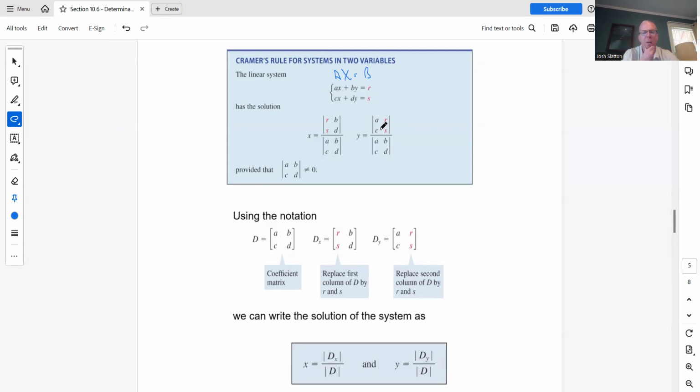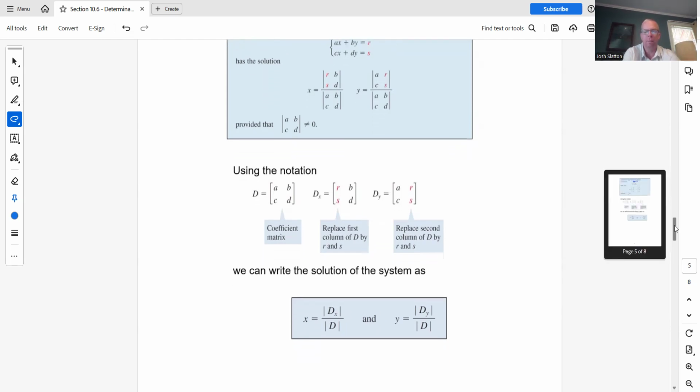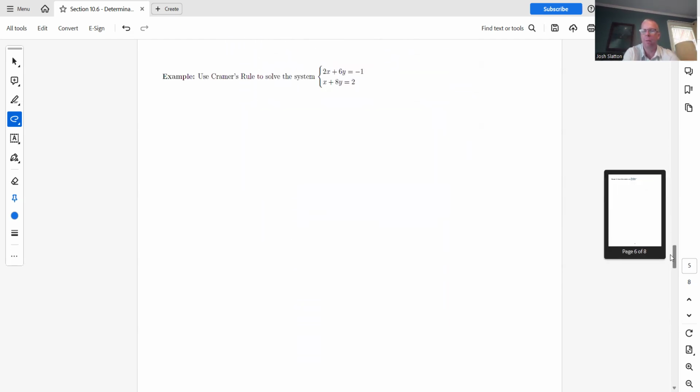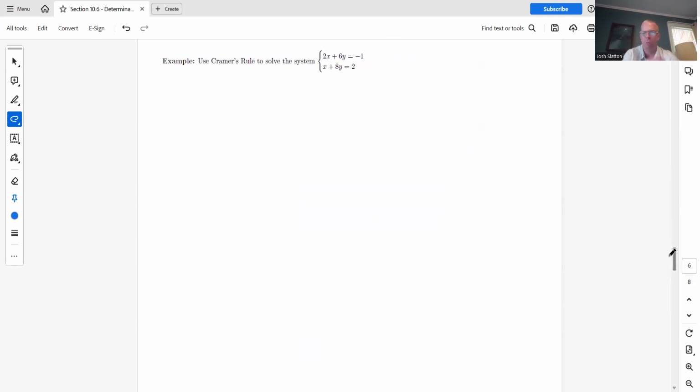We could expand this to however large a matrix you want, or you're given. So let's look at an example. I think it might be easier if we look at actual numbers here. We have a 2 by 2 system, so we're going to have a 2 by 2 determinant over a 2 by 2 determinant. The bottom is just going to be the coefficient matrix, and the y will have the same denominator determinant.